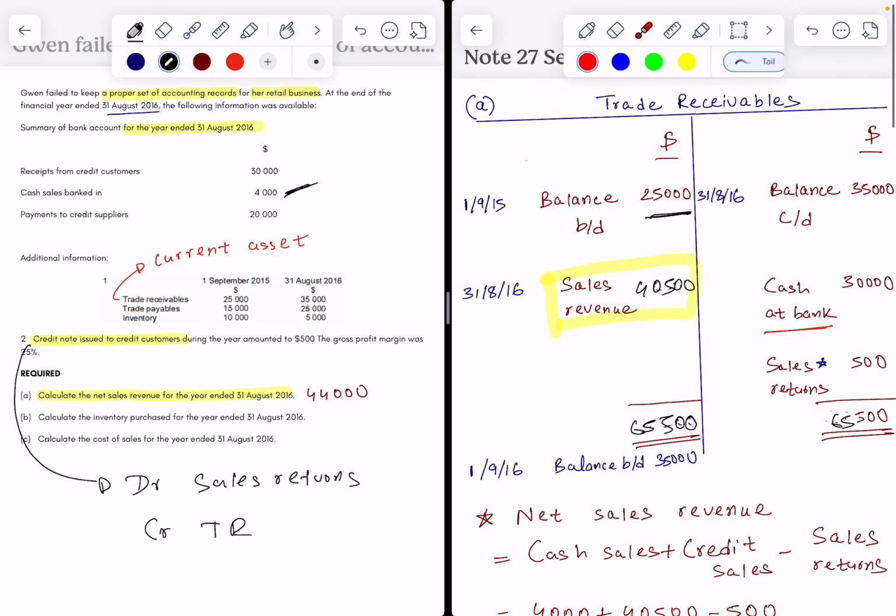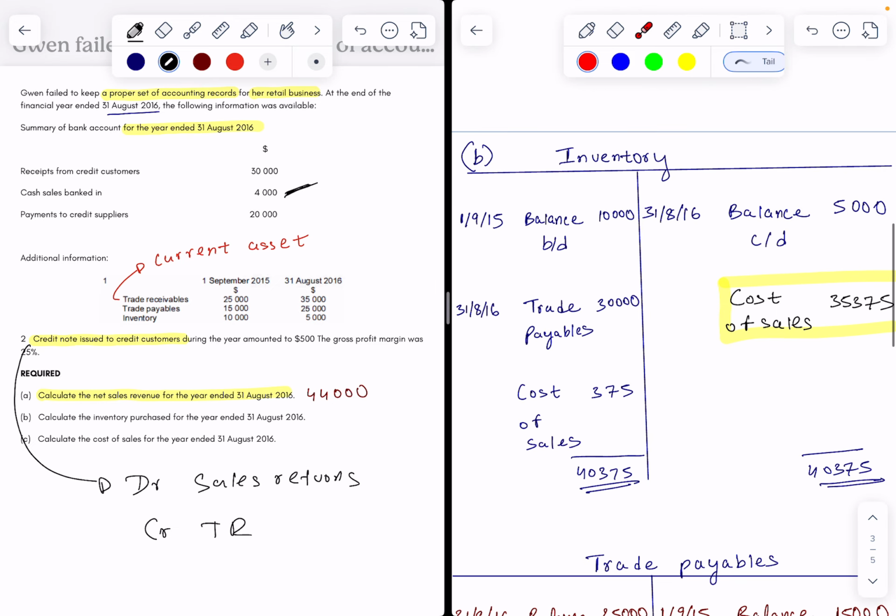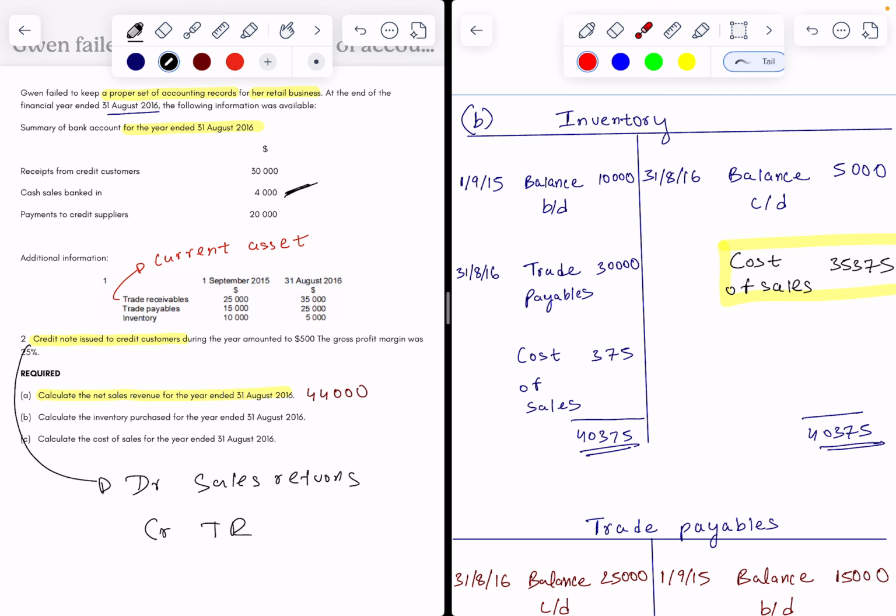All right, so now let's move to the second question. Calculate the inventory purchased for the year ended 31 August 2016. And the third question requires us to calculate the cost of goods sold for the year ended 31 August 2016. To prepare this, we have two ledger accounts this time, which we are going to solve at the same time, and that is inventory and trade payables. Now, trade payables refer to the credit suppliers of the business, right? These are the people from whom we as the business buy inventory on credit, okay?